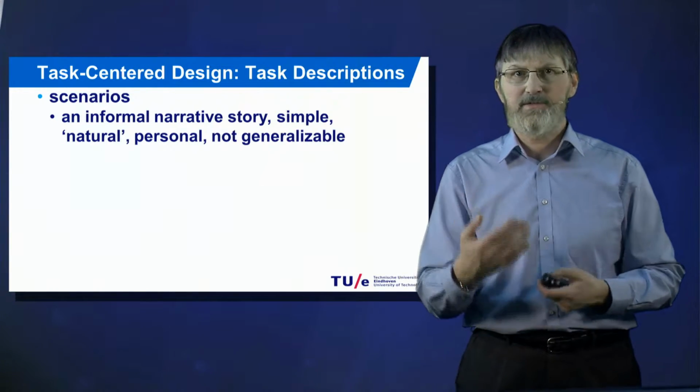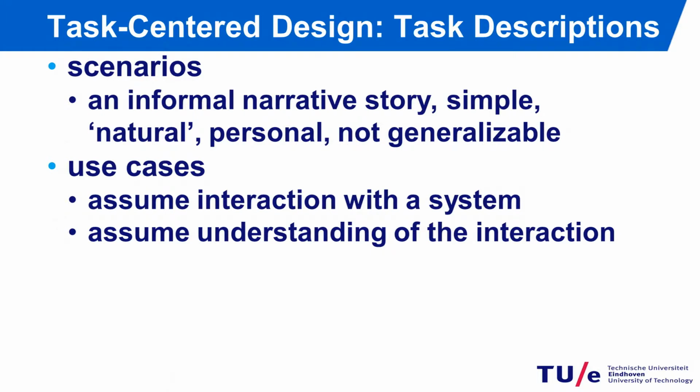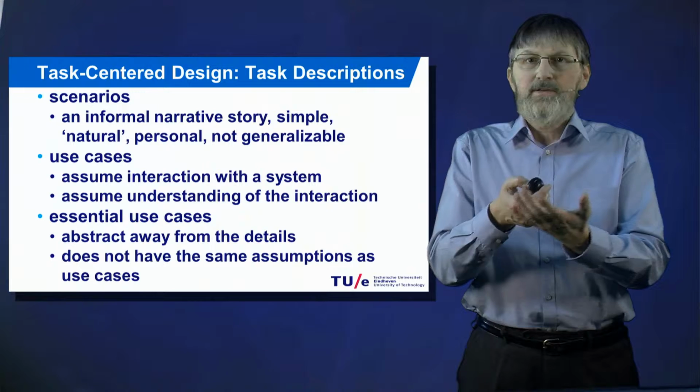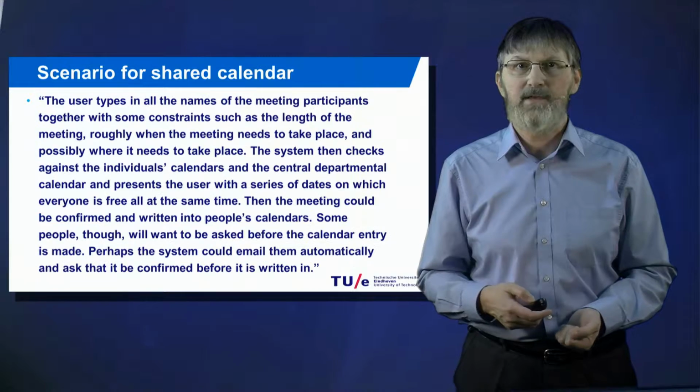The first step towards generalizing them is to define use cases. They assume that you are interacting with the system, so they assume some understanding of the interaction with the system in order to perform the task. And then the next abstraction leads to essential use cases, where we abstract away from details like the specific order in which in a use case the actions are specified. We thus do not make certain assumptions that are made in concrete use cases.